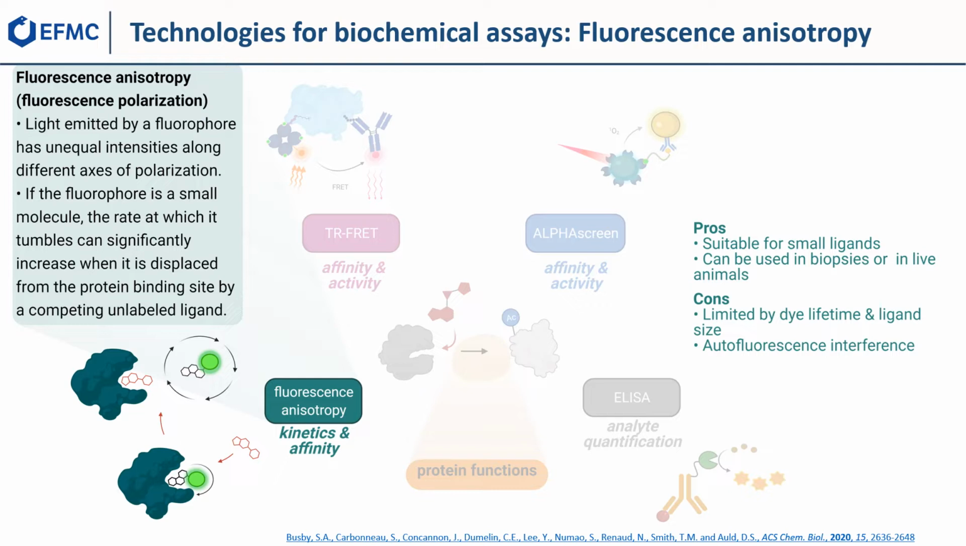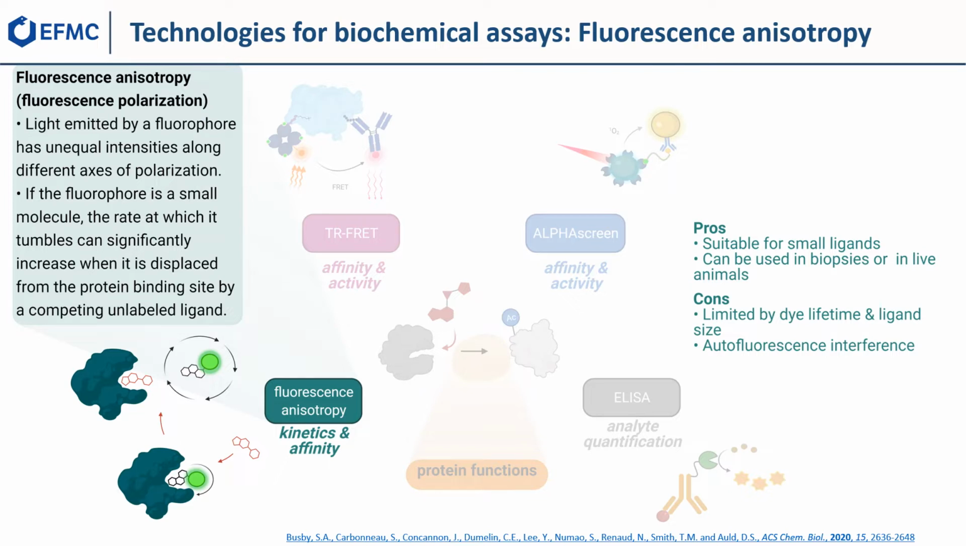If the fluorophore is a small molecule, or if it is embedded into a small molecule, the rate at which it tumbles is significantly higher when it is free compared to when it's bound to a protein. Therefore, if a fluorescent ligand for the protein of interest is displaced from the protein binding site by a competing unlabeled ligand, the tumble rate significantly increases and can be observed.